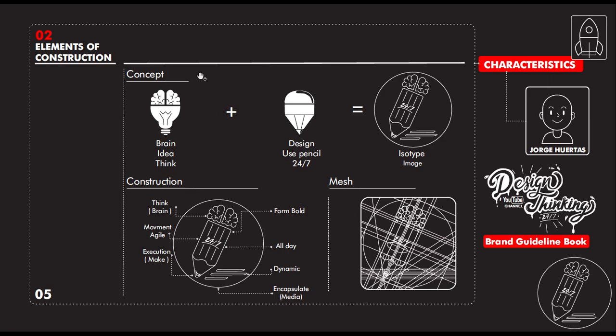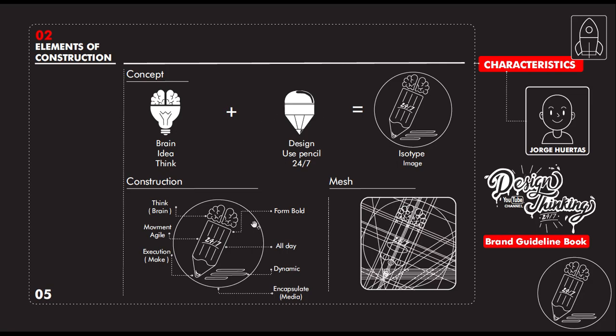So we took the brain, we took the idea and the thing, and we narrowed it down into just one pictogram. Then we use the pencil. We want to show that we work on this 24/7. And here we make a lot of sketching. I didn't put it in the guideline because people here want to see just the final art, but this got a lot of sketching. And here we got the isotype, putting everything all together.